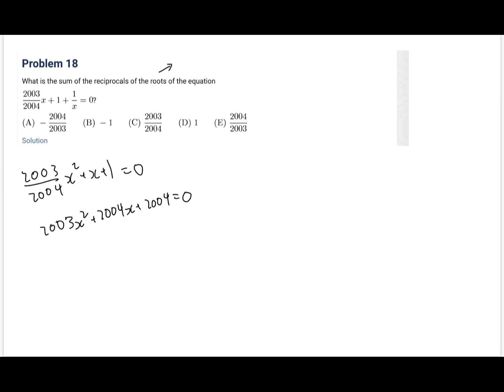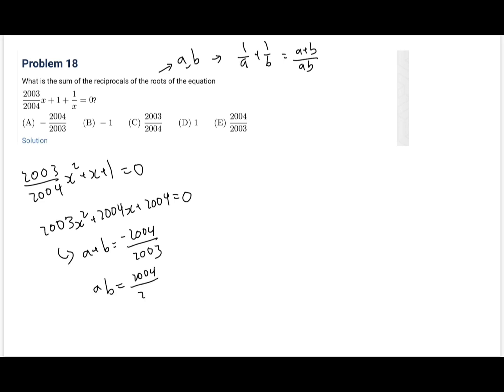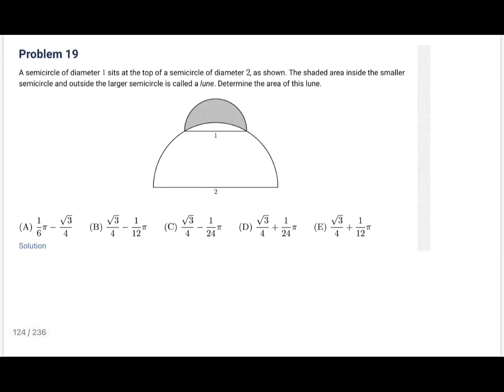What we're looking for is, if the roots are a and b, then 1 over a plus 1 over b, which is a plus b over ab. And so here, a plus b would be minus 2004 over 2003, and ab would be 2004 over 2003. So a plus b over ab equals minus 2004 over 2003 over 2004 over 2003. So these cancel, this is minus 1. The answer is B.